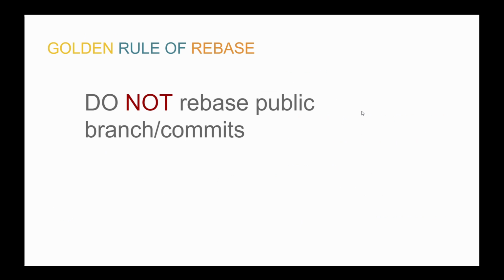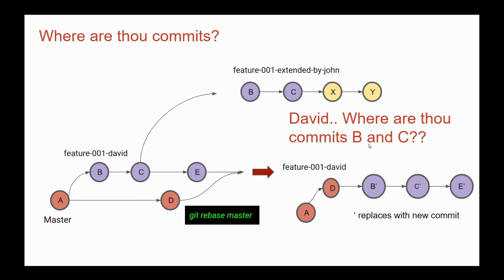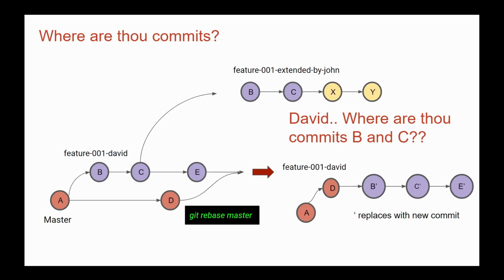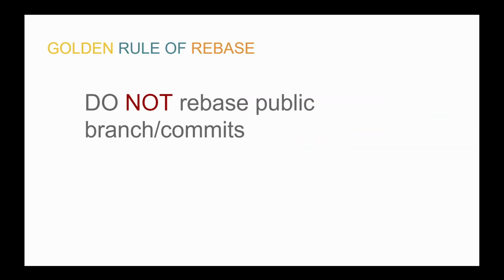So the golden rule of rebase is do not rebase any public branch or commits. Because rebasing is a destructive process and completely replaces your old commits, any old commits, B, C, E for example, that are pushed publicly should not be rebased. So if you rebase, for example, this feature 001 branch, do not consider rebasing because other people could potentially branch off of your branch and base their changes off of your old commits.